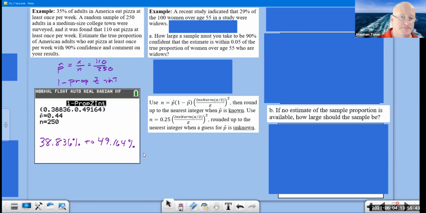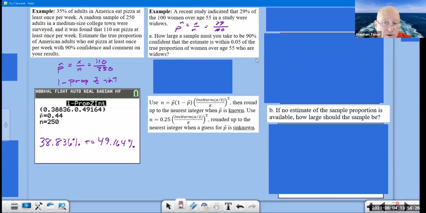Okay, next example. A recent study indicated that 29% of the 100 women over age 55 in a study were widows. Okay, 29% of the 100. Well, I'm glad that there were 100 people in the survey, because 29 out of 100, I knew this was going to be 29 and 100 as X and N, and I didn't have to do any other fancy mathematical calculations. This time they're asking us again, how large a sample must we take in order to be 90% confident that the estimate is within, oh boy, 5%.